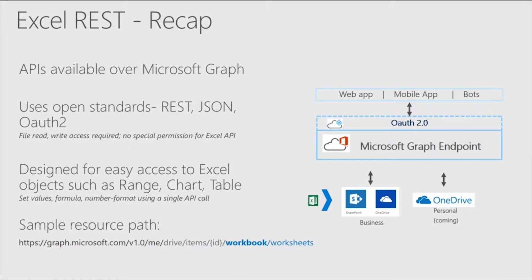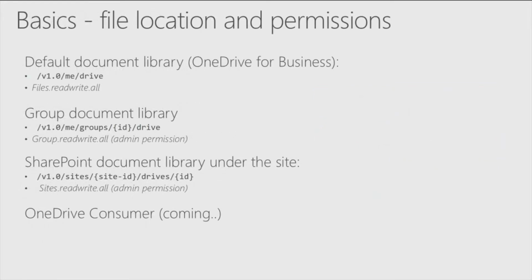Here, it shows a simple path. Basically, any path that gets you to an Excel file through the Drive API can be used to access the Excel workbook APIs. You simply tag along the workbook segment, and along with that, you get a whole new set of API functionality. Now, currently, these APIs work for SharePoint, document libraries, and OneDrive for Business. We're working on adding the same set of APIs for the OneDrive for consumer platform as well.